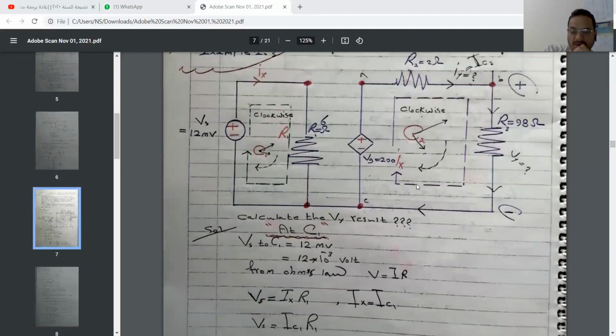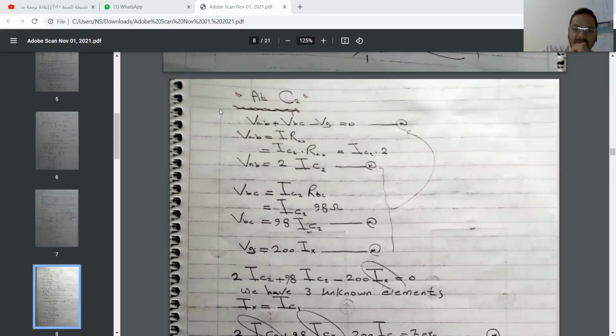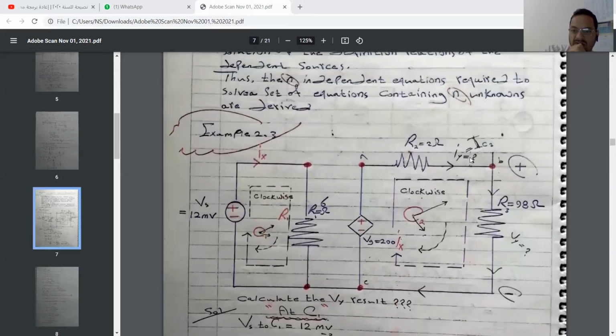Here, VAB plus V or minus, because here we will dealing with voltage drop. Let me be sure. Here, ABC, let me see. VAB plus VBC minus VG, or we can say VAB plus VBC equal VG. And to make this line equal 0, we will say VAB plus VBC minus VG equals 0.